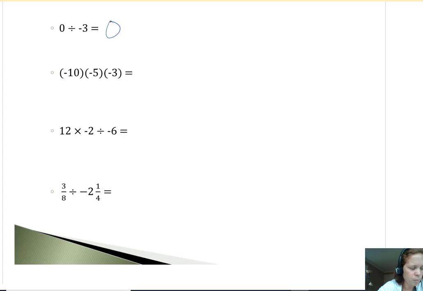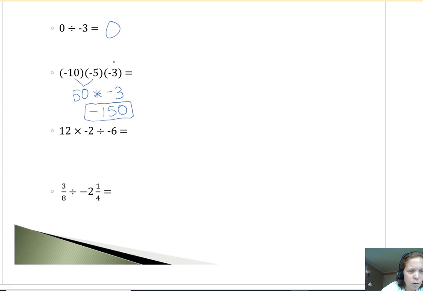Now the next two, we've got a couple different numbers here. Let's do this one at a time, and then we can look at a pattern. So -10 times -5, let's do that first. That'll become a positive 50 times -3. I'm going to change that notation to my little star. So 50 times -3, positive times a negative will be a negative. 50 times 3 is 150. So I end up with a negative 150. And I want to note here that I had 3 negatives.